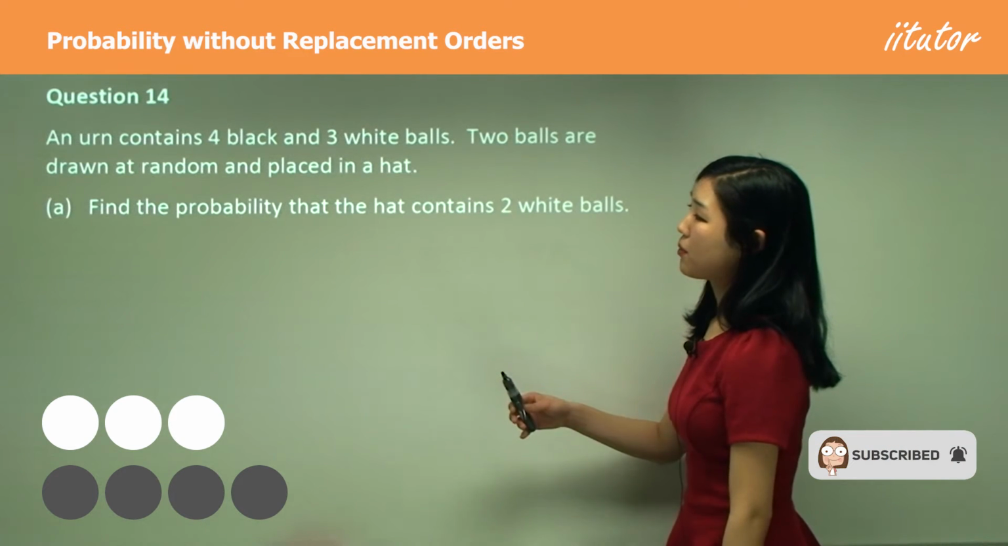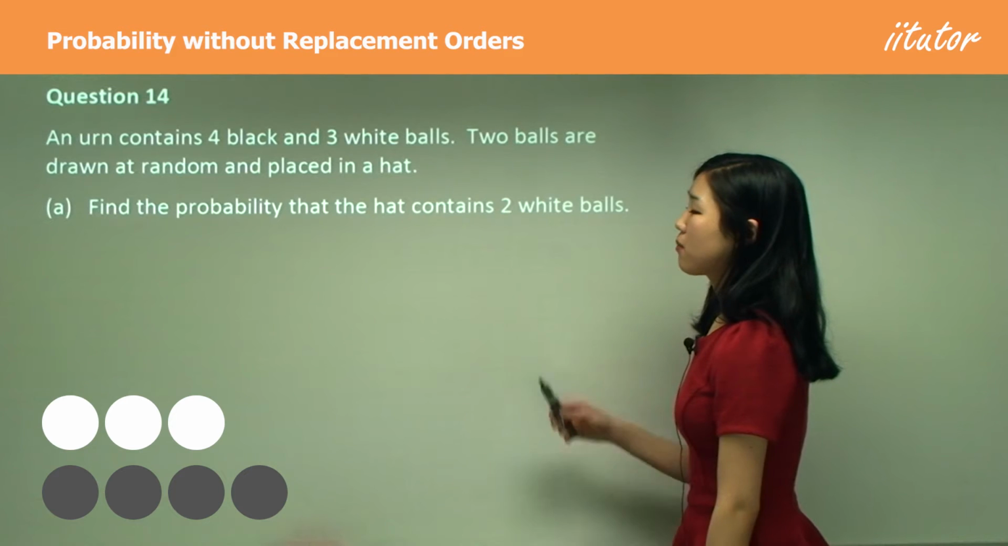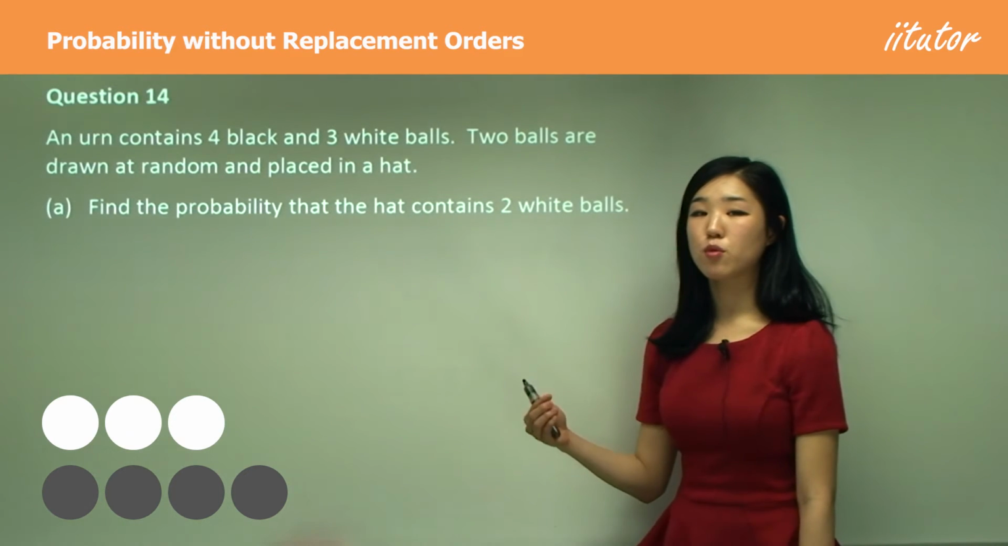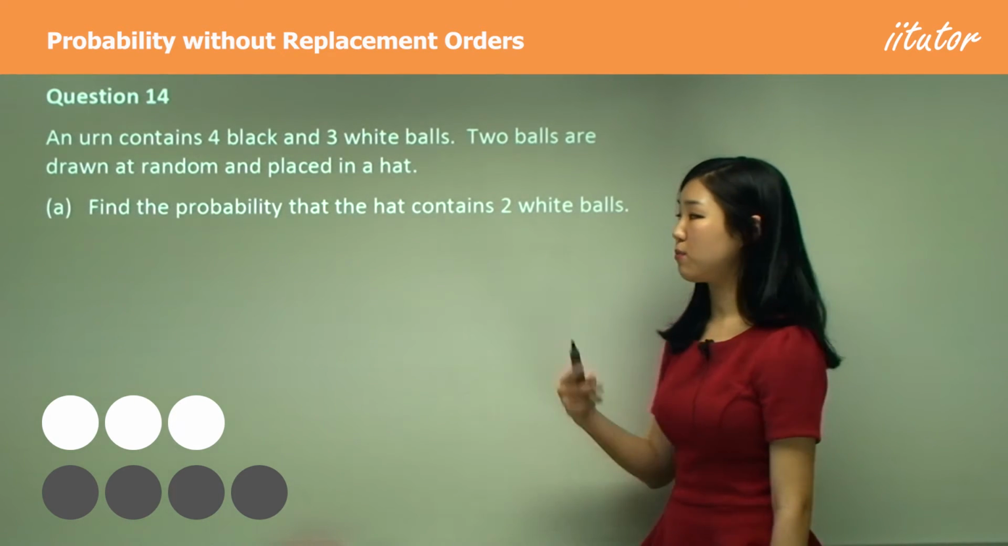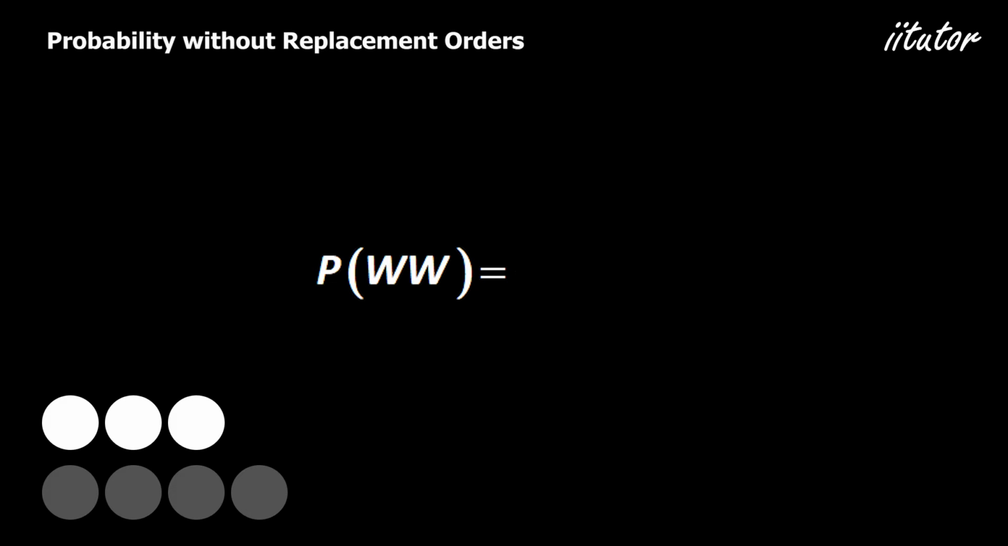There's 3 white balls and 4 black balls, so the probability that the hat contains 2 white balls is, we want white and white for the 2 picks. The probability of white is 3 out of 7 because 4 plus 3 is 7. It's 3 out of 7, which is white.